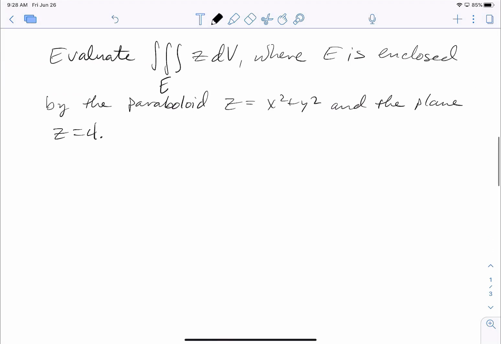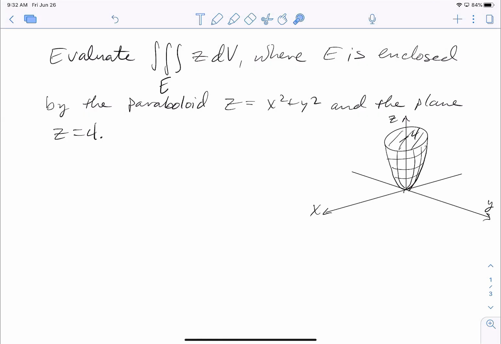Now we're going to evaluate a triple integral over E of z dV, where E is enclosed by the paraboloid z equals x squared plus y squared and the plane z equals 4. First, I'd like to represent this region in R3. I have here the paraboloid and the plane, which is giving it a vertical top face.